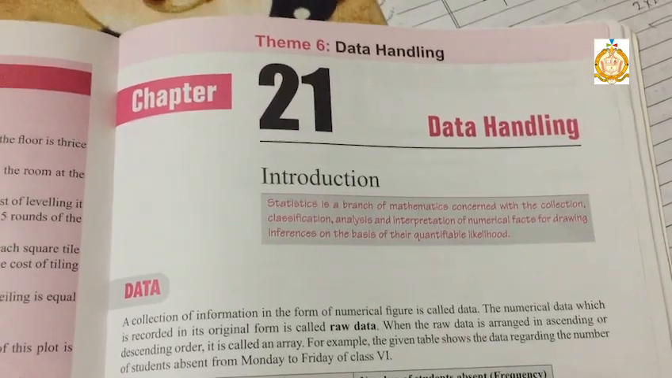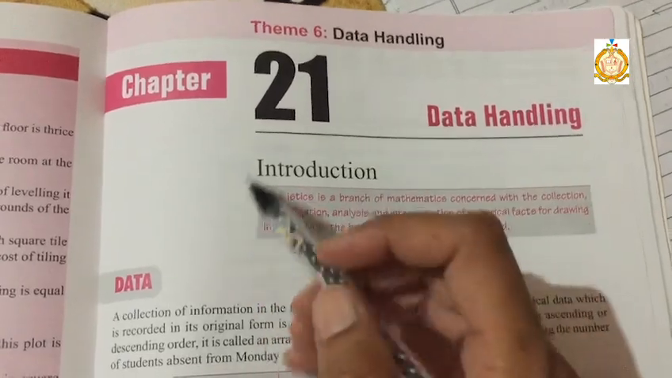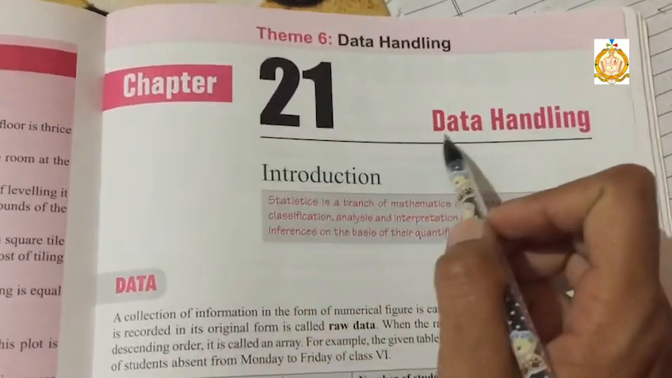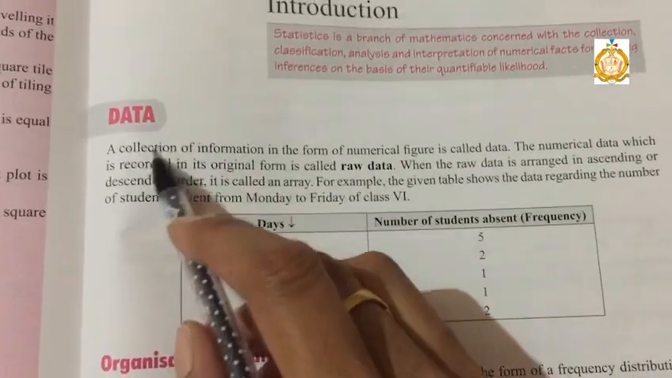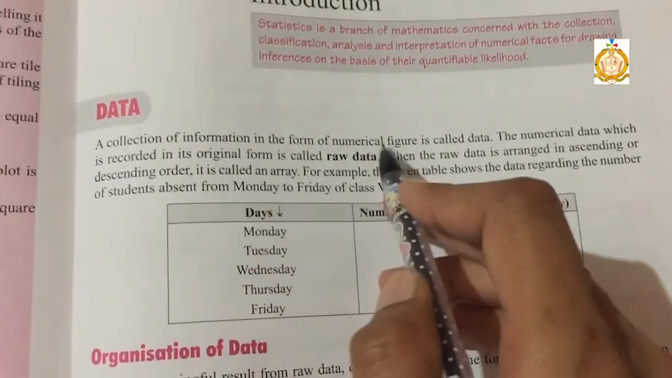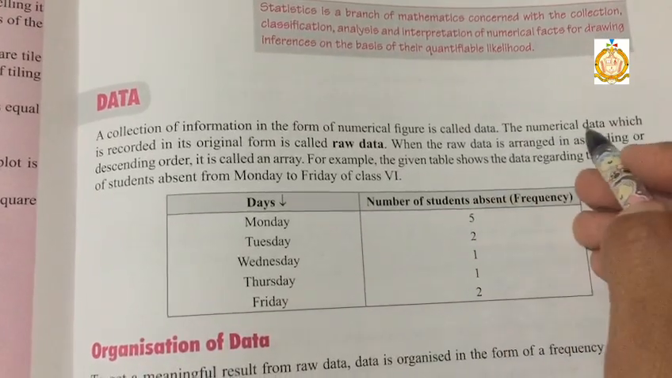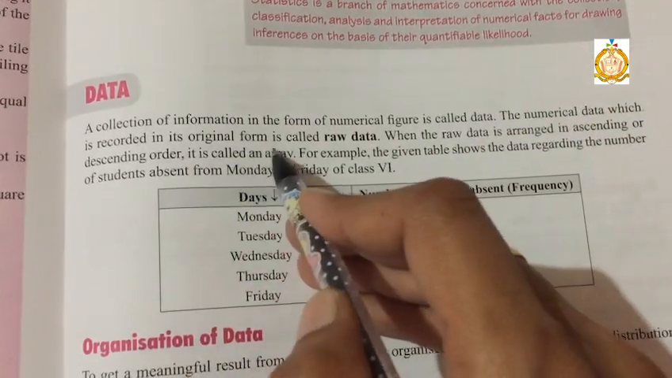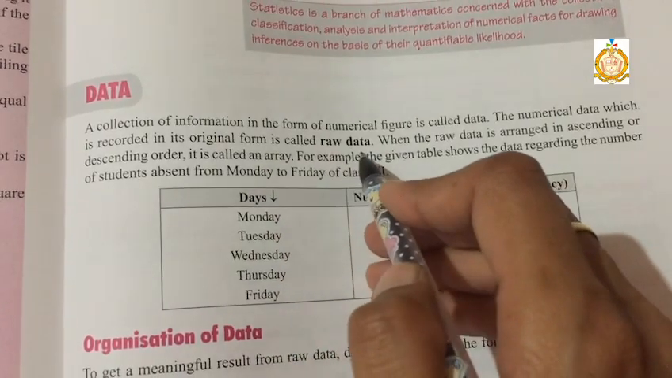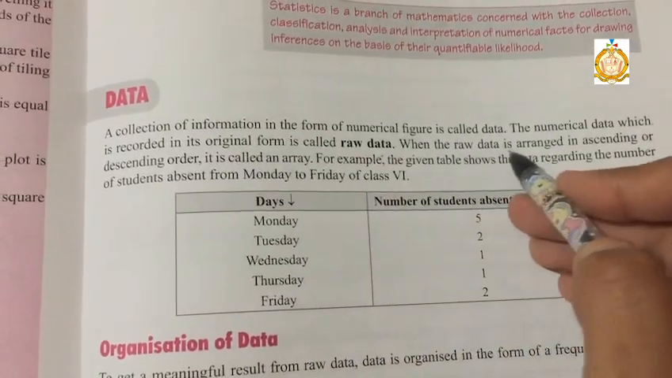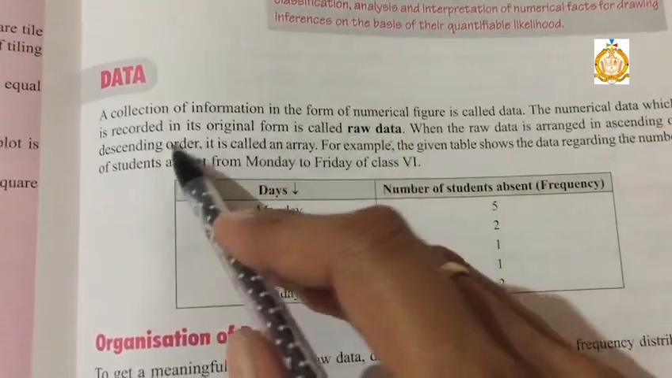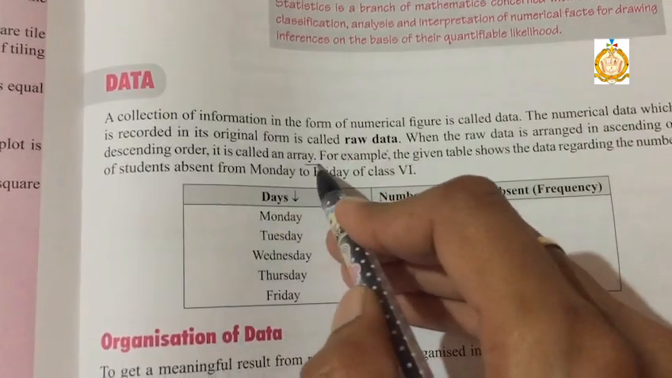Today I am going to teach you 6th class maths, chapter 21, data handling. First of all, what is data? A collection of information in the form of numerical figures is called data. The numerical data which is recorded in its original form is called raw data. When the raw data is arranged in ascending or descending order, it is called an array.